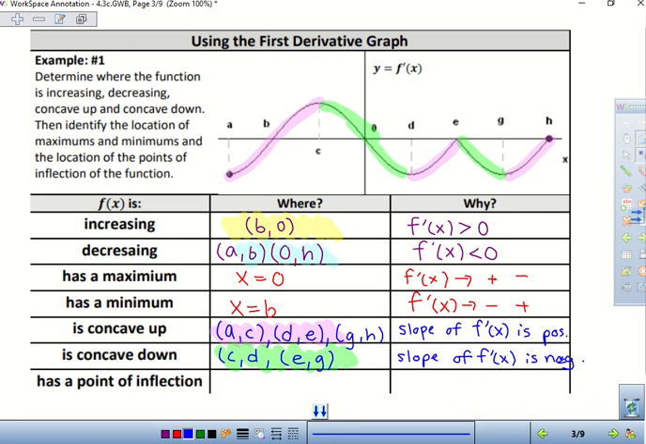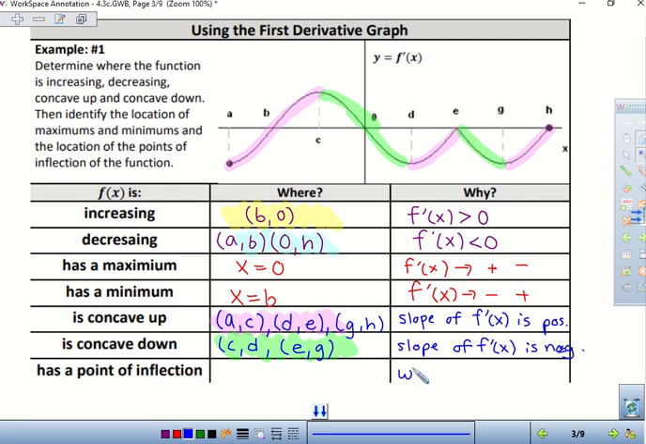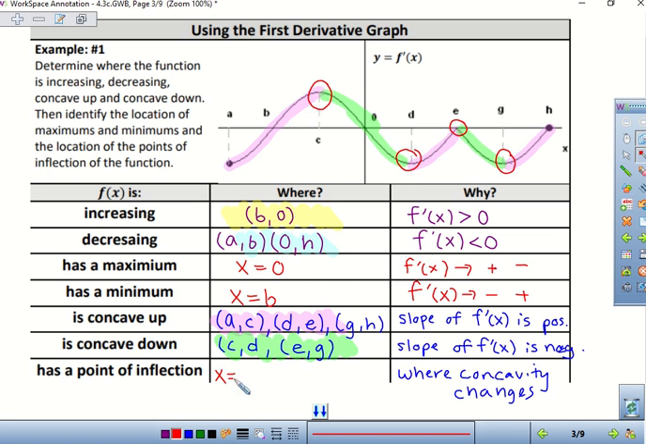And we know that points of inflection occur where concavity changes. So wherever concavity changes, we know that points of inflection occur. C, D, G. Exactly. So our points of inflection are here, here, here, and here. Okay. So at x equals C, x equals D, x equals E, and x equals G.